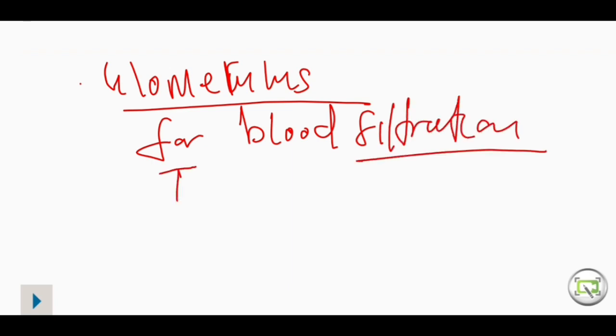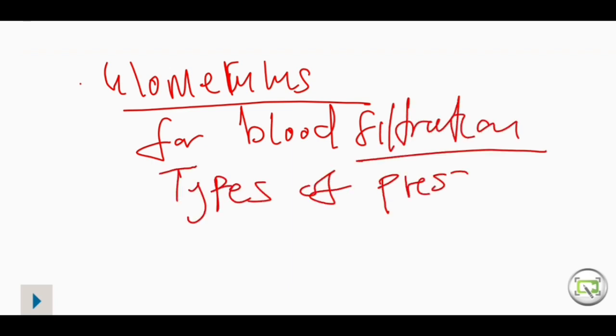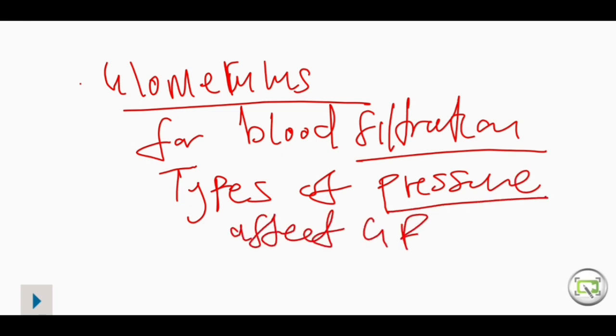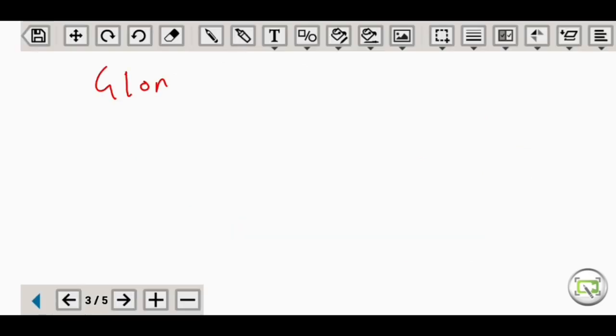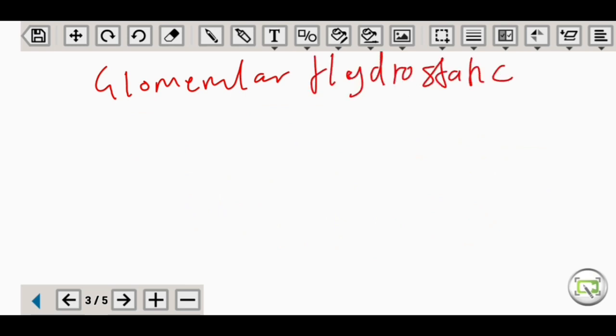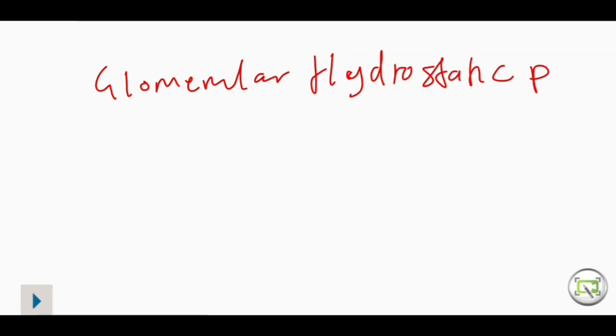Now let us talk about the pressures that affect the glomerular filtration rate. The first pressure is glomerular hydrostatic pressure, which is exerted by the fluids that push against the glomerulus. The pressure is about 55 millimeters of mercury.